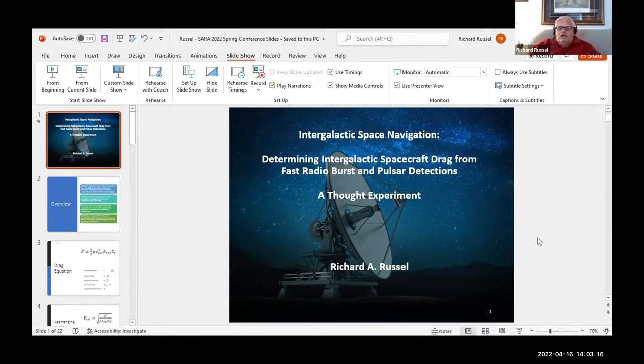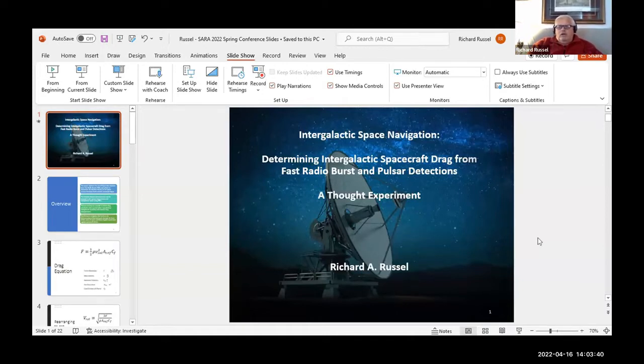This is not fully vetted. It's sort of like, what if we could do this? What if we're in a theoretical spacecraft that could get out that far? What kind of information can we get to help navigate through intergalactic and galactic space?